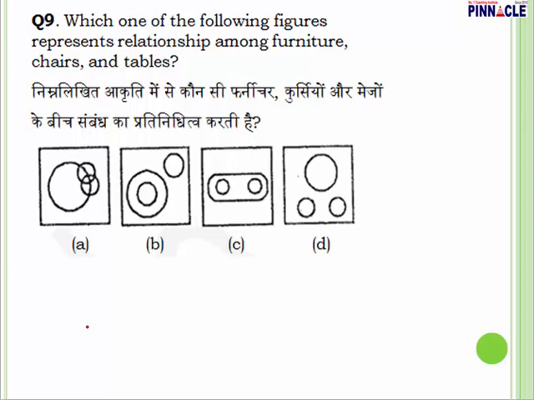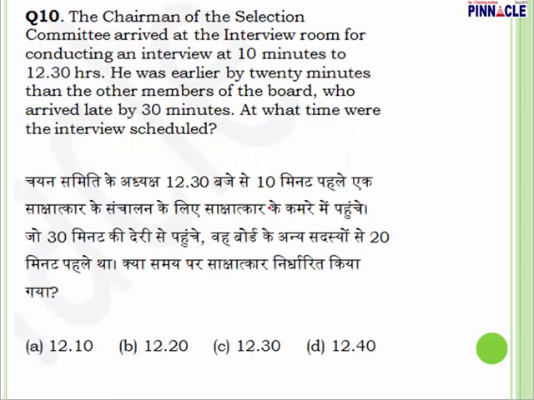Question number 9, we have to tell the relationship between furniture, table and chair. Both chair and table come in furniture. So this is for furniture, this is for table, this is for chair, option C.